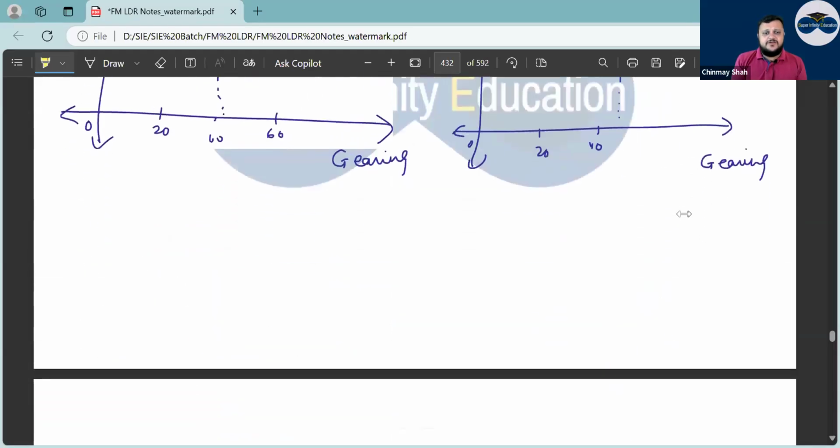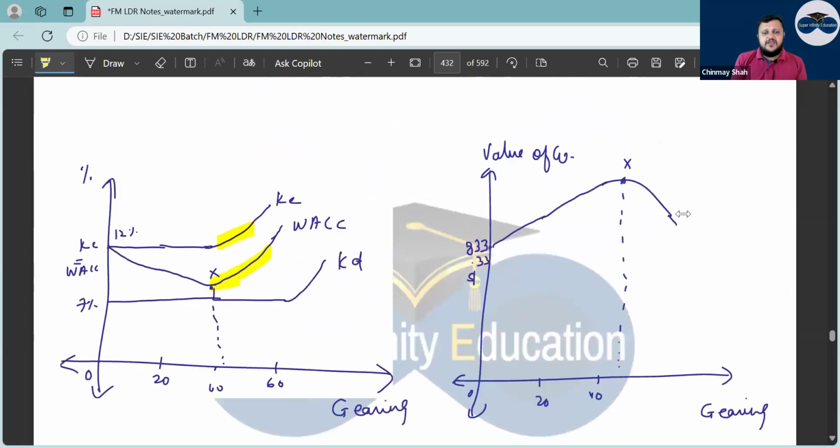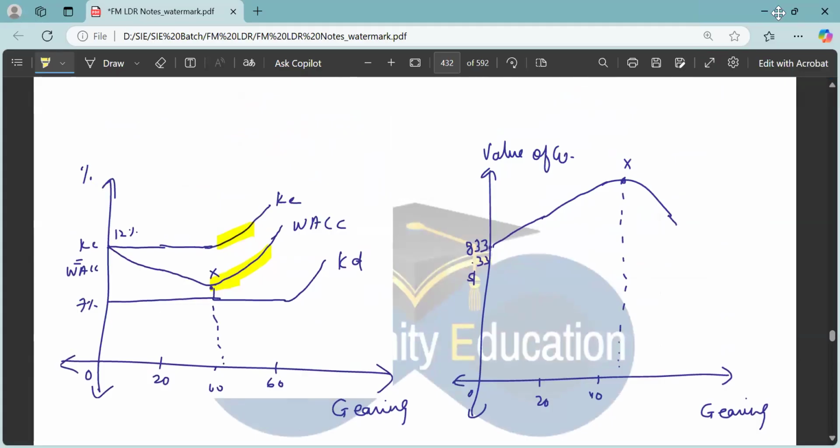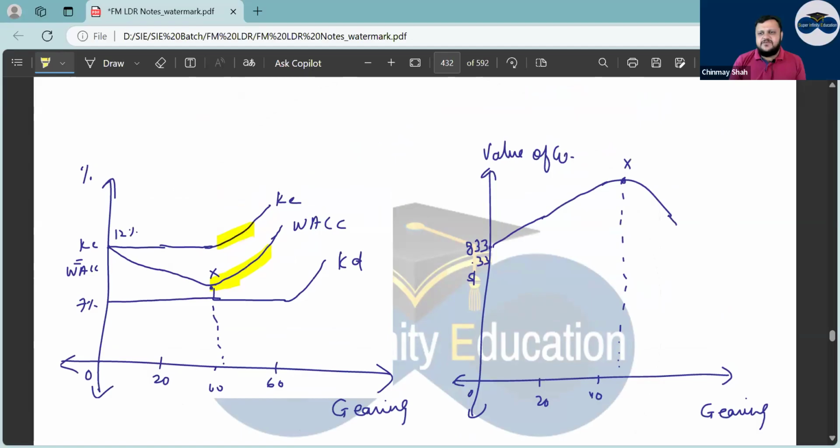There are 3 theories. What are the 3 theories? Tell me. इसको देख के क्या याद आता है? Which theory is this? Tell me. Traditional. Traditional theory. Traditional theory में what happens? Sir, K is equal to WACC as there is no gearing. Sir, but as gearing increases, what happens? WACC falls. K remains constant, sir.